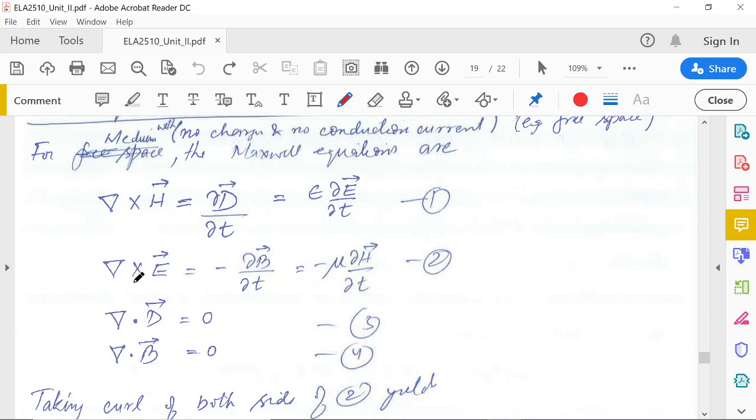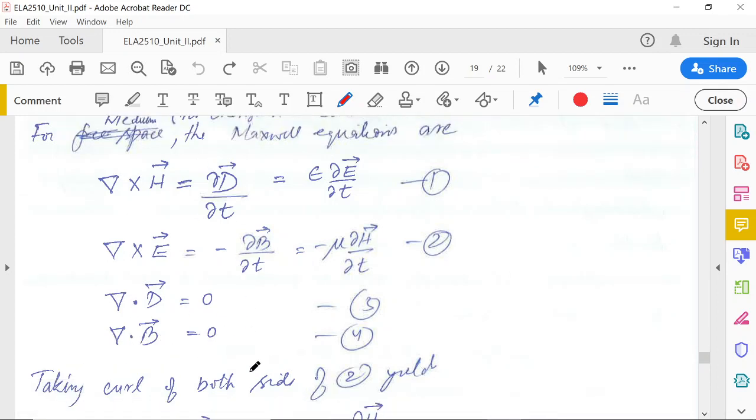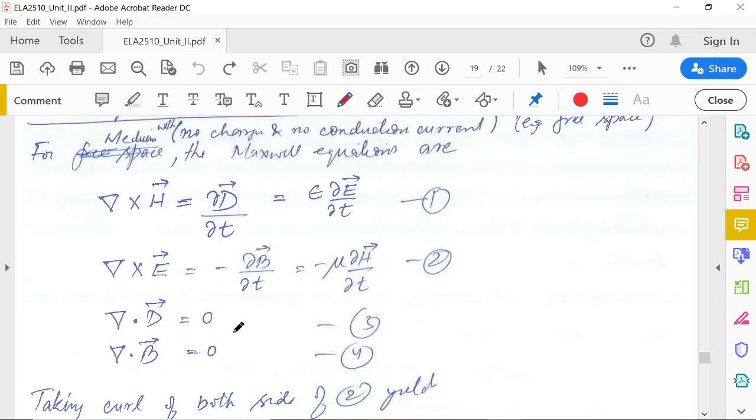Similarly, the second equation remains intact, del cross E equals minus del B over del T, whereas divergence of D becomes zero as there are no free charges, rho V becomes zero, and divergence of B is always zero. So these are the four equations. Now we want to find the expression of H and E in general for this type of medium, which has no charges and no conduction current.